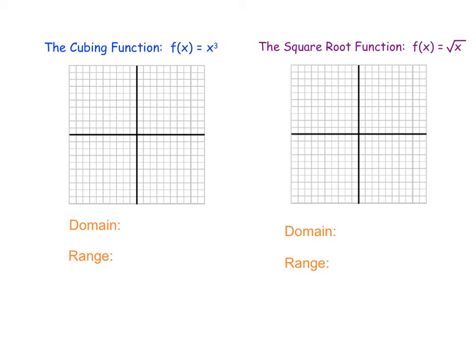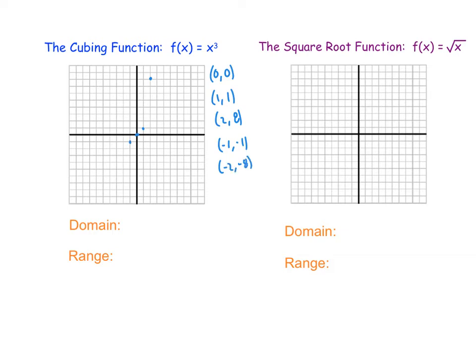Cubing, so what happens when we cube some numbers? So like 0 cubed is 0, 1 cubed is 1, 2 cubed is 8. That's as high as I'm going to be able to go. And then -1 cubed is -1, and then -2 cubed is -8. So we get this here.